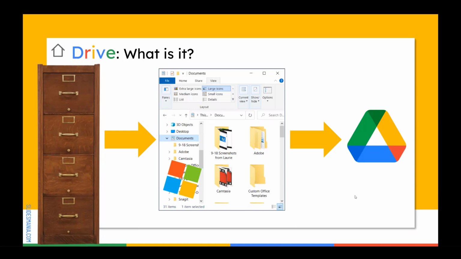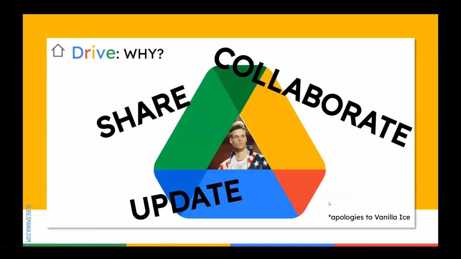We have moved over to Google Drive. Google Drive is basically a humongous filing cabinet, right? It's just like the biggest filing cabinet ever. But what makes it better? Okay, stop, collaborate, and listen, people. I'm going to drop some Vanilla Ice. So what makes Drive better is that when you have things in Drive, you can share, collaborate, and update. So yeah, I stole a little bit from Vanilla Ice. It's not stop, collaborate, and listen, but share, collaborate, and update, right?